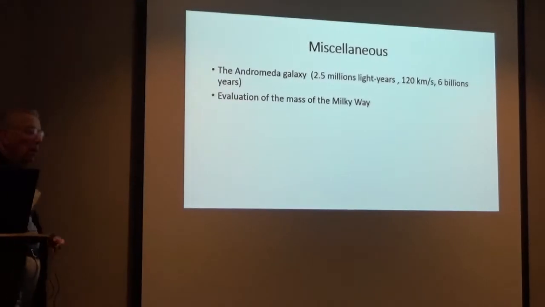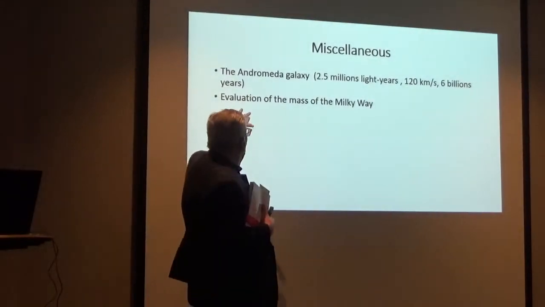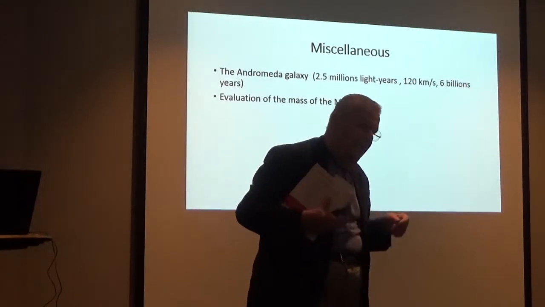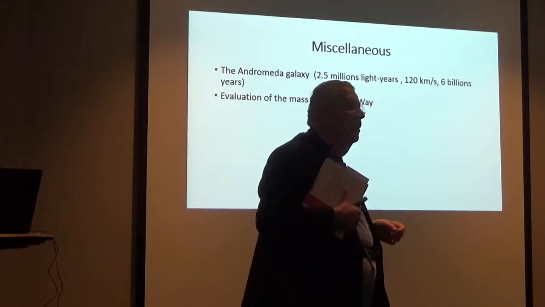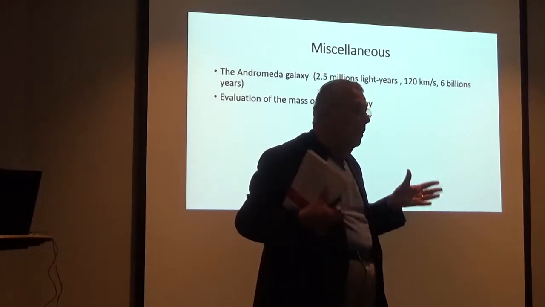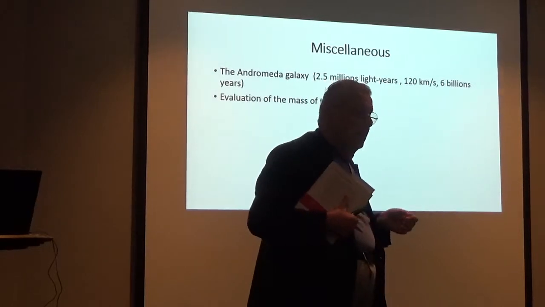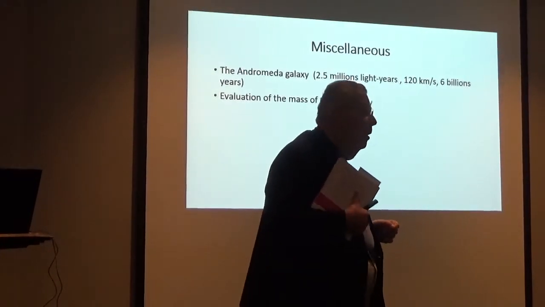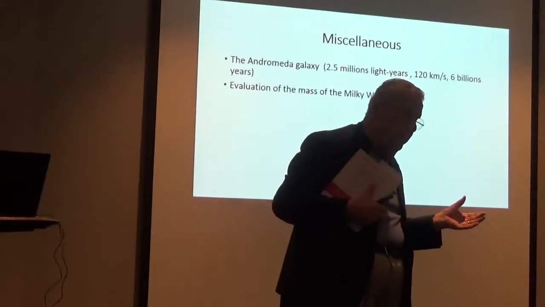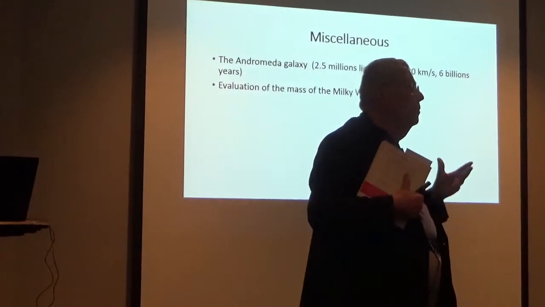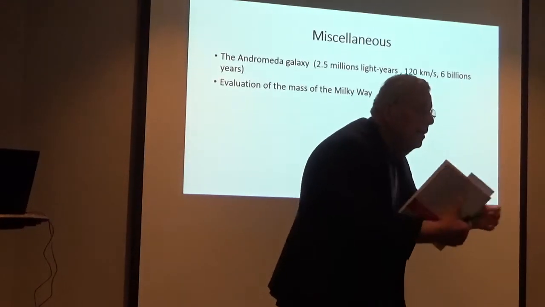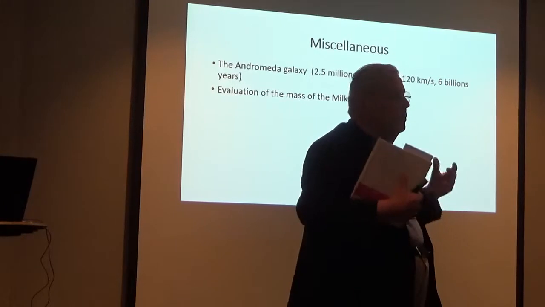For instance, evaluation of the mass of the Milky Way. When I was a boy, a long time ago, the Milky Way was estimated to be 1 billion solar masses. 20 years later, it was 20 billion solar masses. In the year 1990, it was about 100 billion solar masses. And today, 250 billion solar masses. So even for the Milky Way, the nearest galaxy, it's very difficult to know the mass.